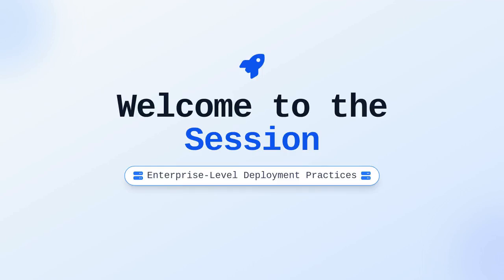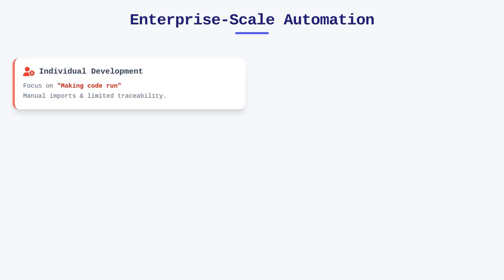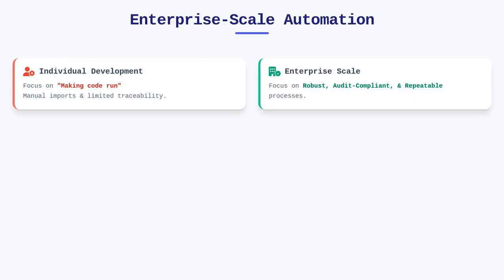Hello, and welcome to this session on enterprise-level deployment practices. When we transition from individual development to enterprise-scale automation, we must shift our perspective from simply making code run to ensuring that our deployment processes are robust, audit-compliant, and repeatable. The core of this transition involves integrating the Blue Prism Release Manager functionality with broader DevOps orchestration tools that your organization might already utilize, such as Azure DevOps or Jenkins.